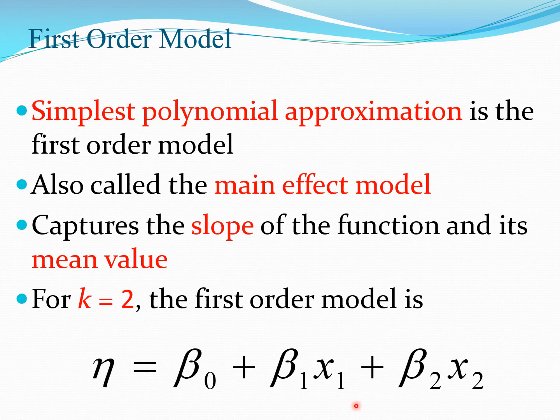So the first thing which would come to mind is a linear model. Now, this is the simplest possible model. And here you can see that this model would capture the slope of the function using the terms beta 1 x1 and beta 2 x2, and also it would capture the mean value of the function through beta 0. So if we have only two design variables, the linear model would have this form here, and there would be these three parameters beta 0, beta 1 and beta 2 which we need to find.